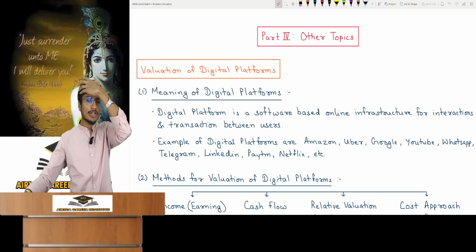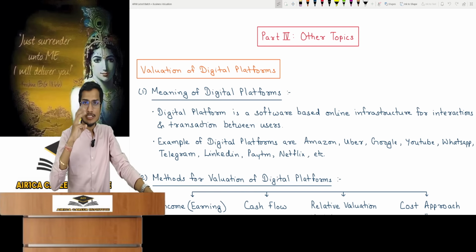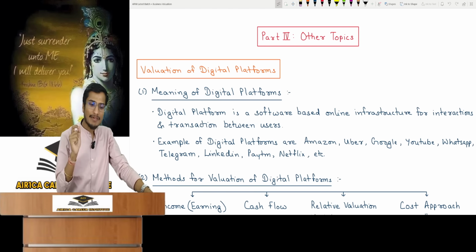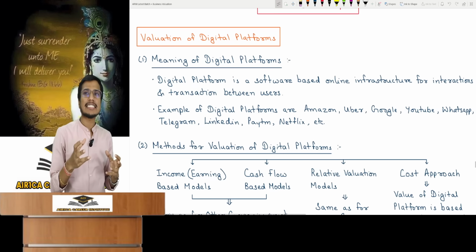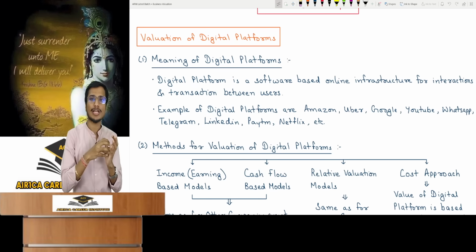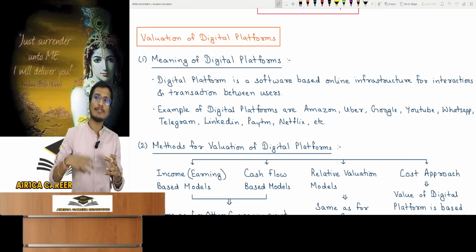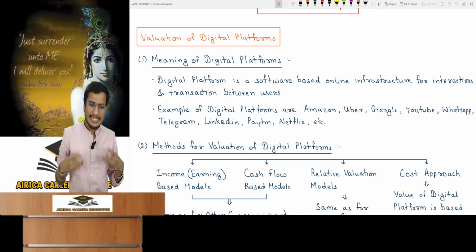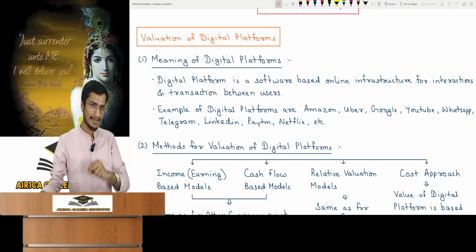Now let us look at this fourth part quickly. In this fourth part, you will study 3 topics. First is valuing digital platforms. How will we value digital platforms? As they are specific businesses, their valuation requires keeping extra things in mind. So digital platforms are a specific business, and their valuation approach you will learn here.